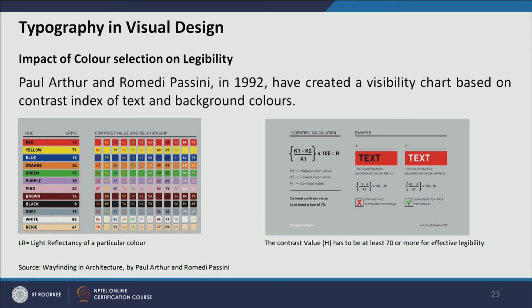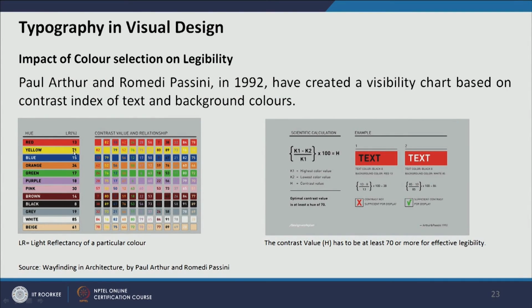So his formula of readability is K1 minus K2. K1 is the highest LR, or light reflectancy, minus the lowest LR, that is K2, whichever is in the foreground or background. For example, in this case K1 and K2 will be red's 31 and black's 8. So 31 minus 8, divided by K1, the highest color value, multiplied by 100, will be the contrast value H.